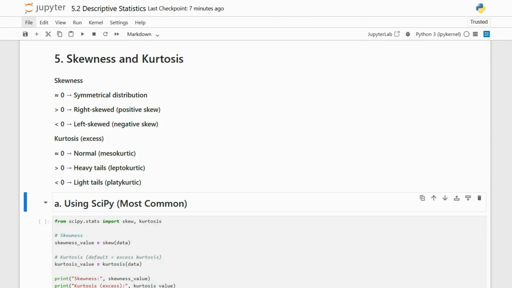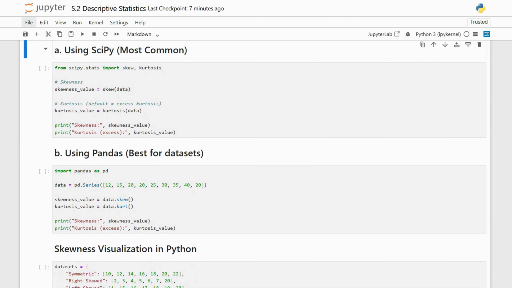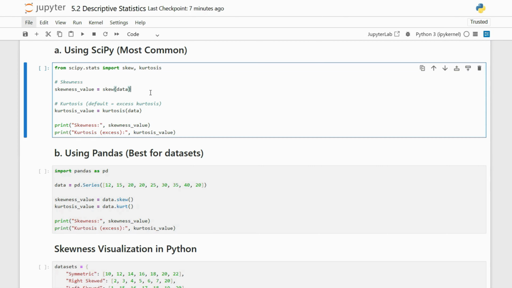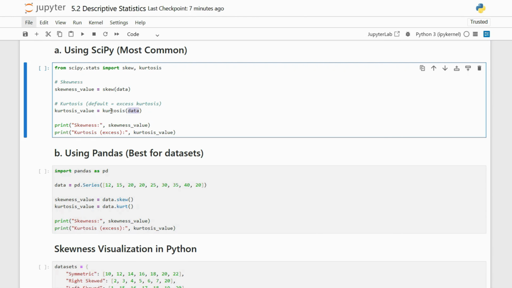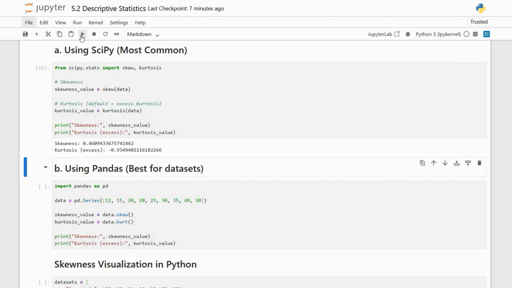Next, the code demonstrates two ways to compute these measures. First, using SciPy, which is one of the most common approaches. We import skew and kurtosis from SciPy.stats, calculate the value for the dataset, and print the results. By default, SciPy returns excess kurtosis, meaning it compares the distribution directly to a normal distribution baseline of 0.